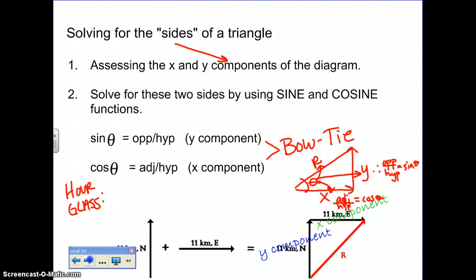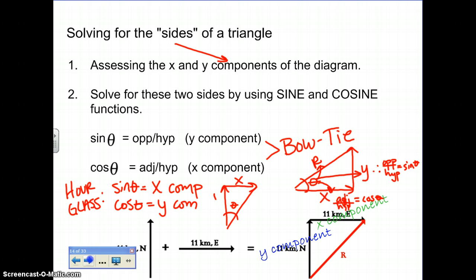So for an hourglass triangle, you're going to say that sine theta is now going to be your, well, it's still your opposite over hypotenuse, but now it's going to deal with your x component, and cosine theta is now going to deal with your y component. Makes sense because you're heading like this now, whereas now your y is adjacent and your x is opposite. Opposite goes with your sine, adjacent goes with your cosine.